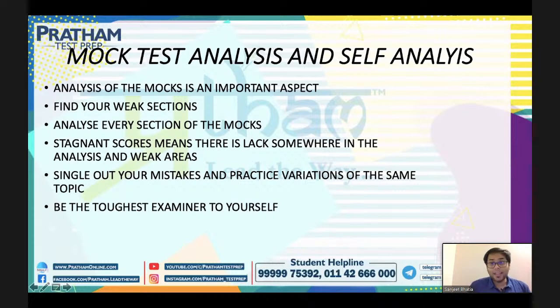Now stagnant scores: if you are giving the mock test and you are getting stagnant scores, you need to make sure you find out why you are getting those stagnant scores, right? That means that there is a difficulty or some lack going on in your preparation. So you need to look at it very very carefully. Now you need to make sure that you are singling out your mistakes and also practicing the same and not leaving it to luck. Okay.